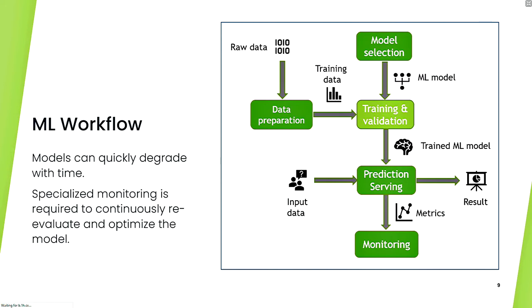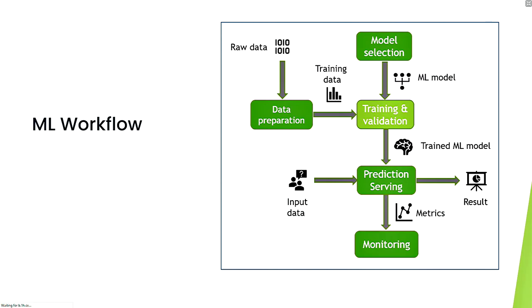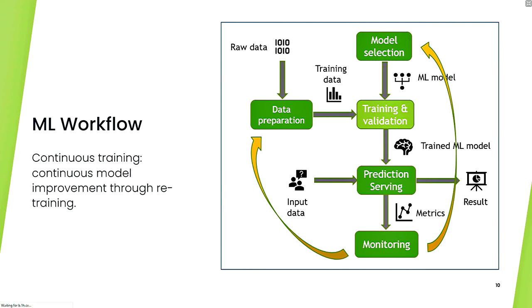And whenever accuracy drops, what we need to do is to retrain the model, the same model, or even create a different one and train it on new data to account for changes in the environment. And the process of doing that, the process of continuously training machine learning models in production is called continuous training.